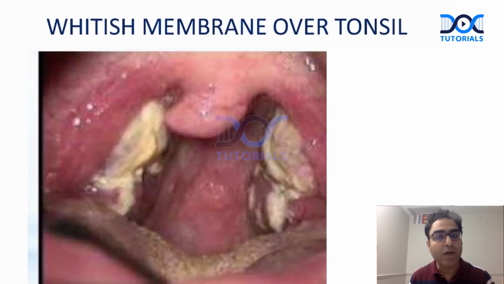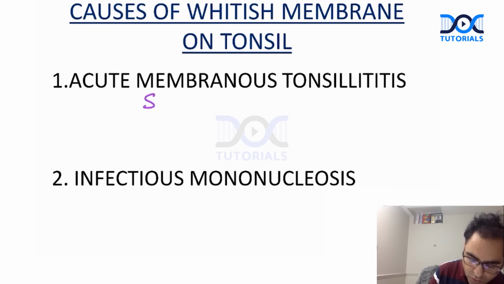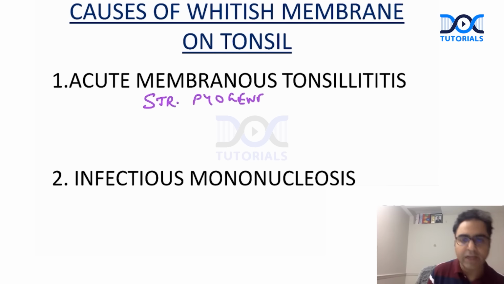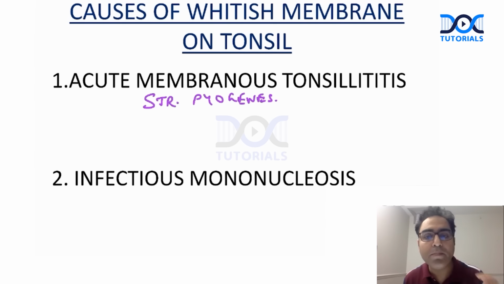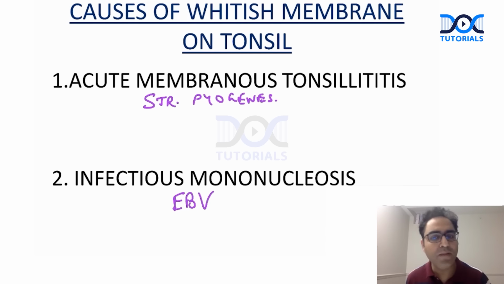Let us do the differential diagnosis of whitish membrane on tonsil. There are n number of possibilities. What are the various causes of whitish membrane on tonsil? Number 1, the most common cause is acute membranous tonsillitis, which is caused by Streptococcus pyogenes. Number 2, infectious mononucleosis, which is caused by Epstein-Barr virus, EBV.